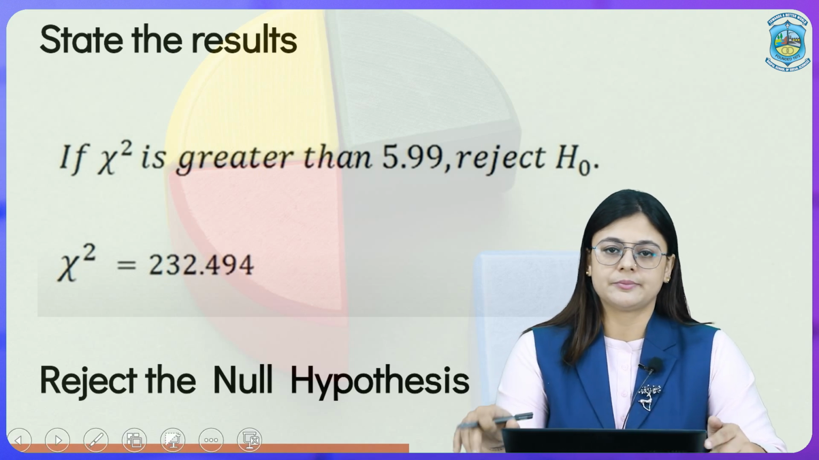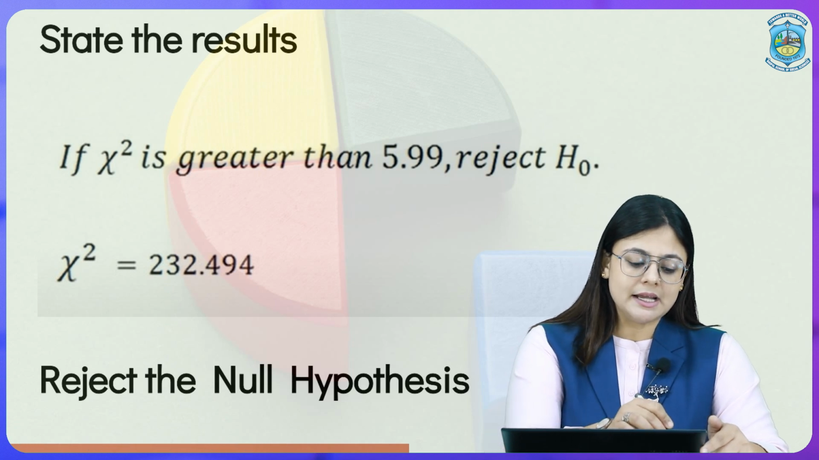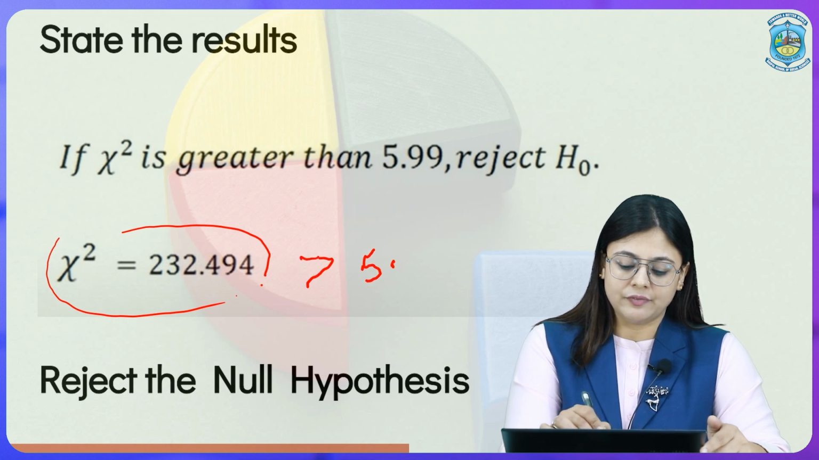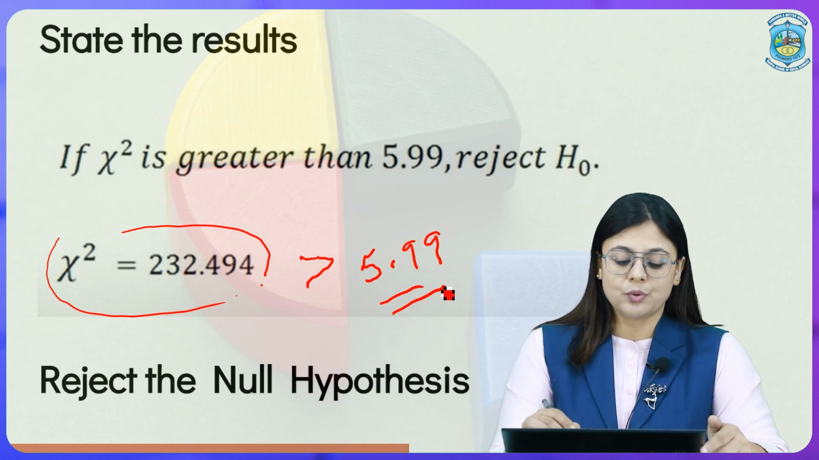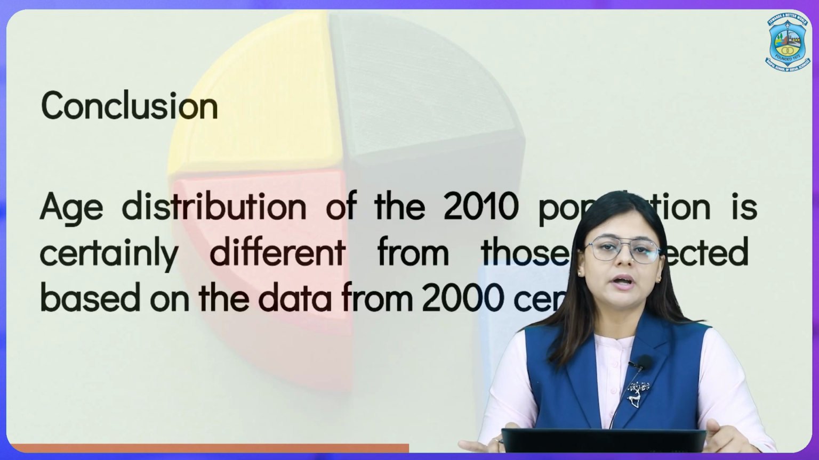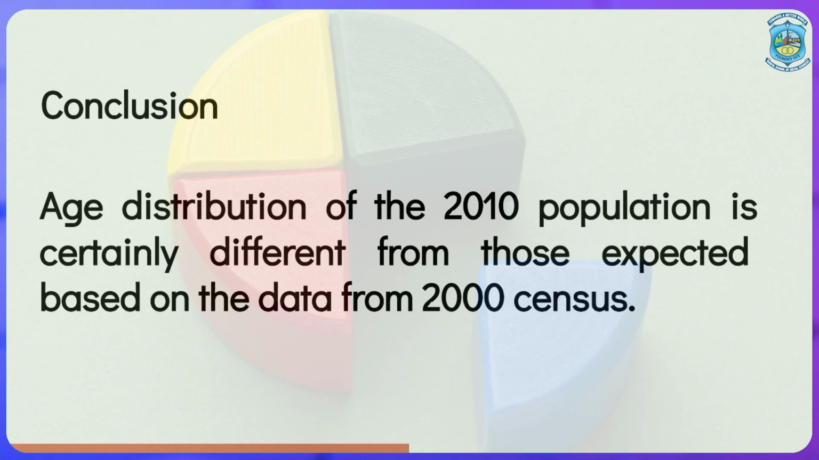So here I am stating the result for this hypothesis testing. If chi-square is greater than 5.99, reject the null hypothesis. Clearly our value of chi-square is definitely greater than the table value, that is 5.99. So we are in a position to reject the null hypothesis. So therefore, what is the conclusion of this entire hypothesis testing with the help of the chi-square test? The age distribution of the 2010 population is certainly different from that expected based on the data from the 2000 census. That means there is a difference in the proportions and the proportions are not the same.